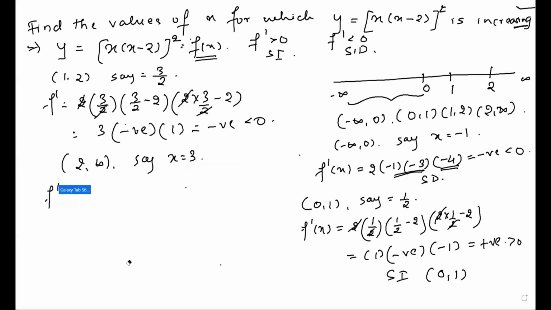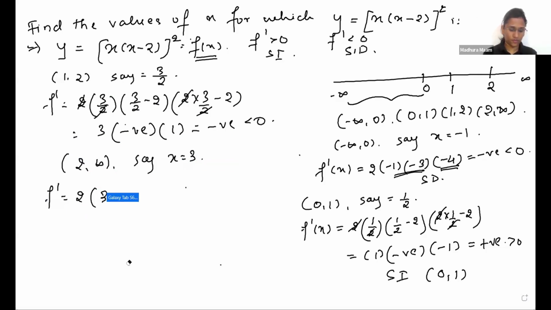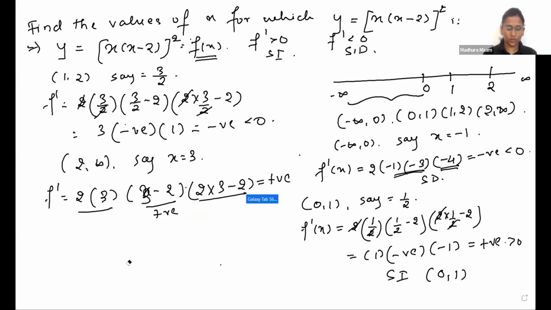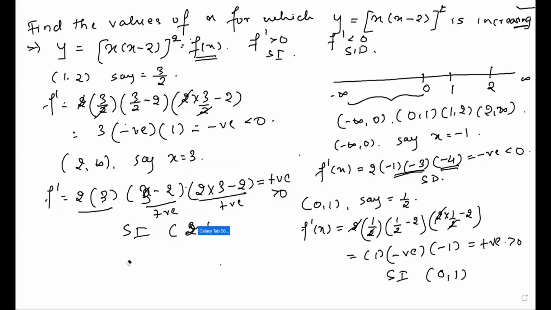So f dash ಏನಾಯ್ತು 2 into x into x minus 2. x minus 2 ಅಂದ್ರೆ 3 minus 2 ಆಯ್ತು. 2 into 3 minus 2. Will this be positive? Definitely. Yes, ma'am. ಇದು positive ಇದೆ. 3 minus 2 positive ಆಯ್ತು. ಇದು ಕೂಡ positive ಆಯ್ತು. So it is greater than 0. Therefore, it is increasing in which interval? 2 to infinity.